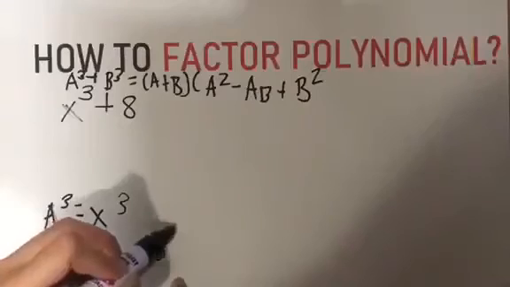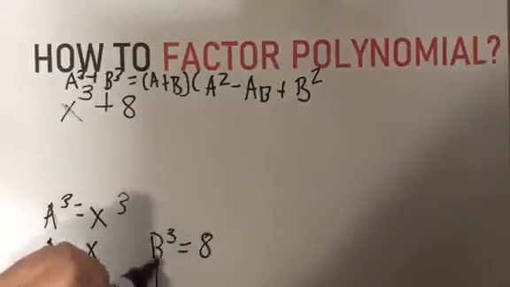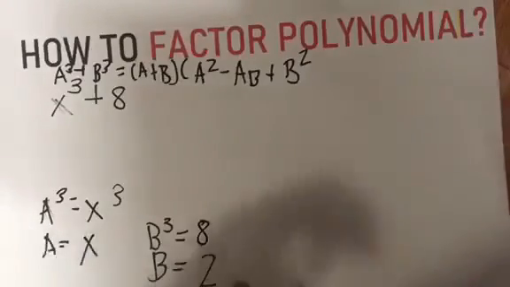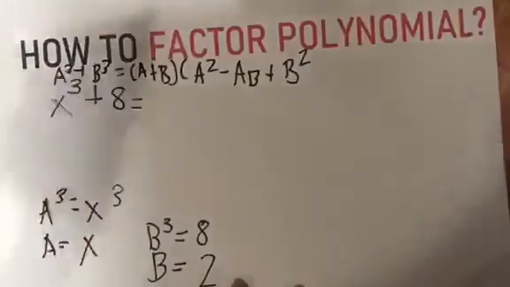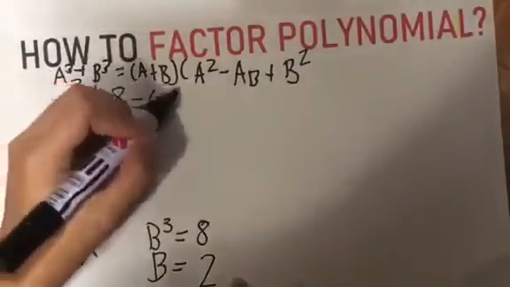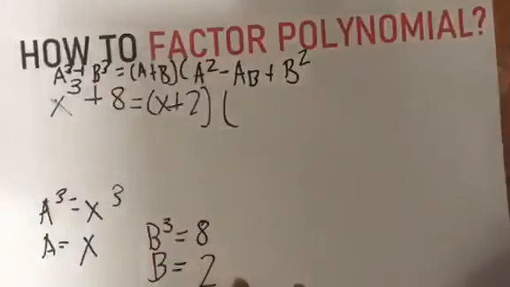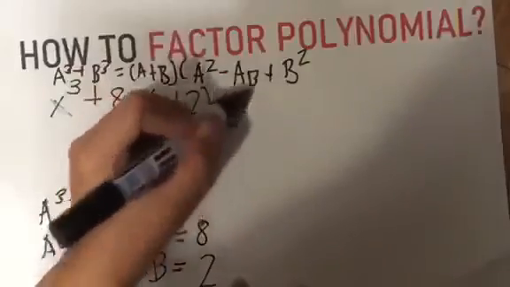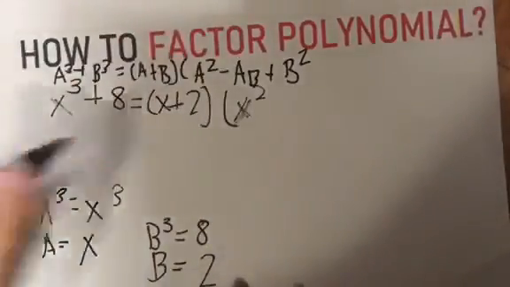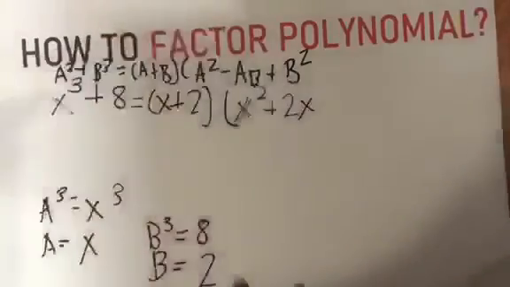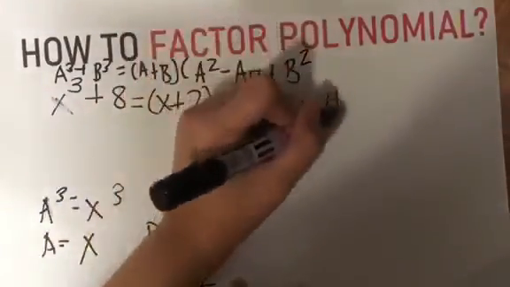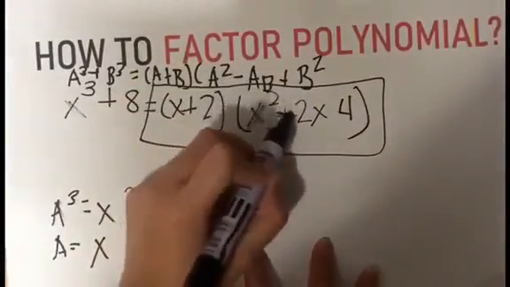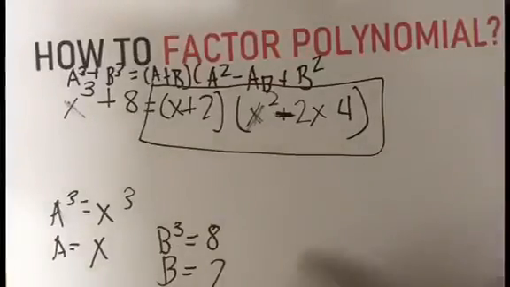b to the third is equal to 8, and the cube root of 8 is 2. b equals 2. Keep in mind that a is equal to x and b is equal to 2. So we have to substitute. a plus b is x plus 2, times a squared, which is x squared, minus ab, which is 2x, plus b squared, which is 4. Correction, this is negative, so the final answer is x plus 2 times x squared minus 2x plus 4.